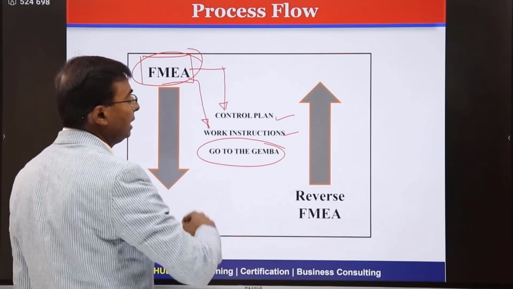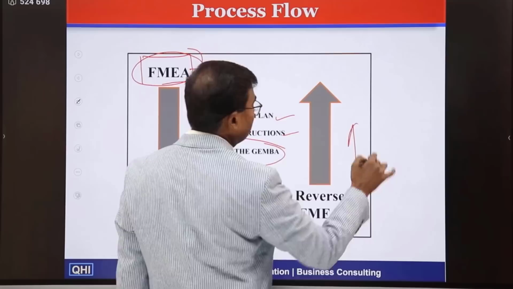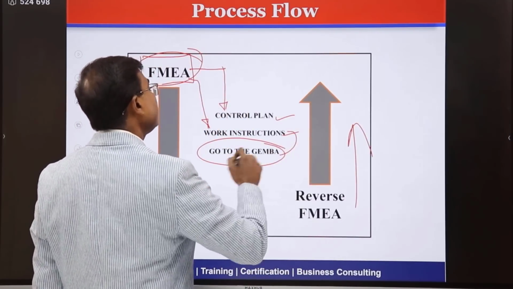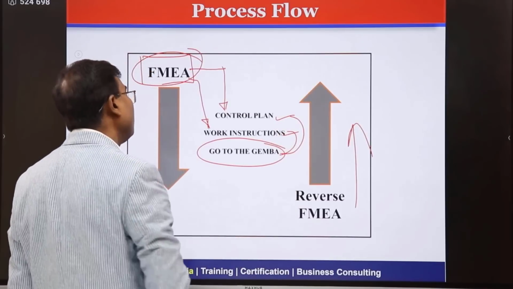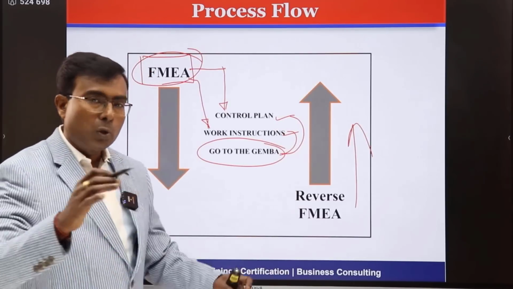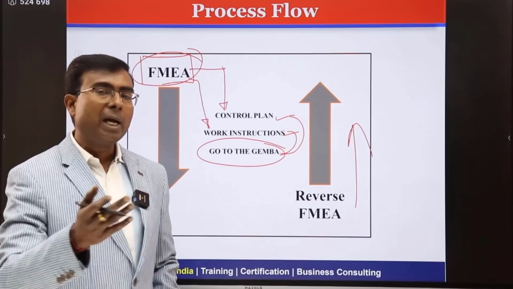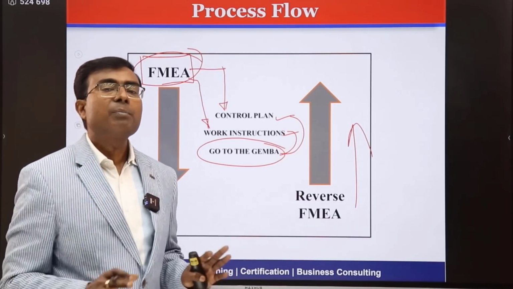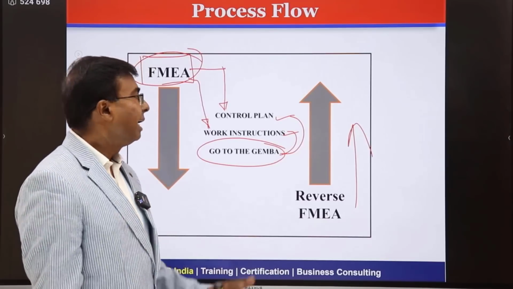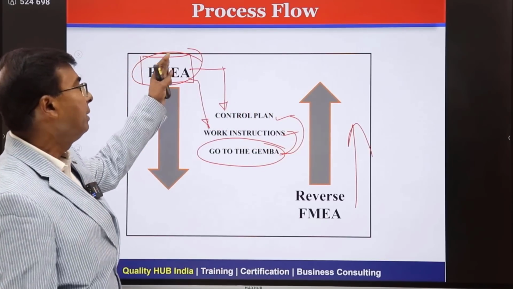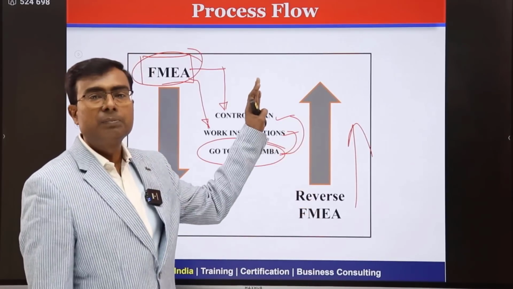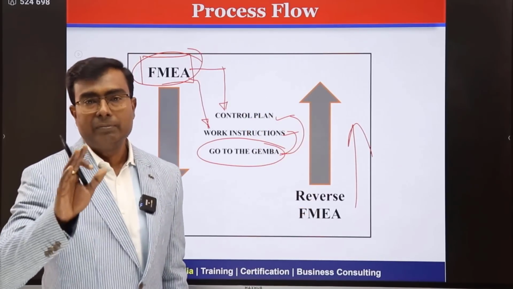So in the reverse FMEA, which is a bottom-up approach, we go to Gemba first, we review work instructions, we review the control plan, we see various kinds of controls that are put in place, what kind of poka-yokes are there, and whether they are effective or not. All those things are properly verified and analyzed, and accordingly we give input to the FMEA for its revision. That's why it's a reverse mechanism and it is called reverse FMEA, right?